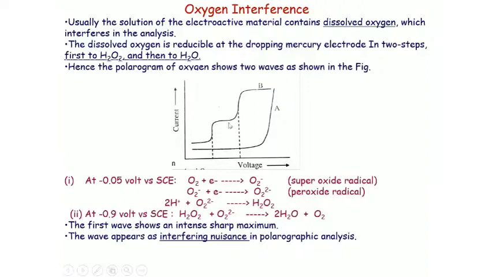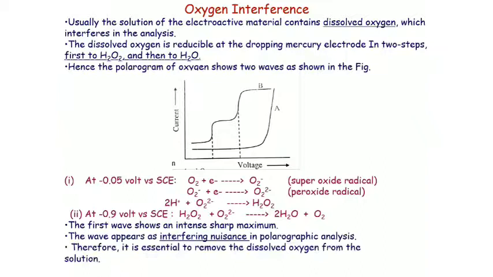To eliminate such interfering nuisance, nitrogen gas is bubbled through the solution before the polarographic measurement. Because when dissolved oxygen is present in the solution, it reduces in two steps, H2O2 and H2O, so the sigmoid step curve is not observed. Instead, a sharp, intense maximum is observed. Due to the presence of such nuisance, we cannot measure the exact value of diffusion current. So it is necessary to remove the dissolved oxygen, and for that purpose, nitrogen gas is bubbled through the electrolytic solution.